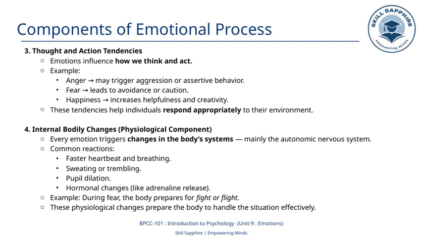Moving on to the physiological component, every emotion causes changes in our body's systems, primarily through the autonomic nervous system. Common reactions include a faster heartbeat and quicker breathing, which prepare us to act. You might also notice sweating or trembling, pupil dilation, or hormonal shifts like the release of adrenaline. For instance, when we feel fear, our body prepares us for a fight or flight response. These physiological changes are crucial because they equip us to handle challenges effectively, aligning our physical state with our emotional experience.